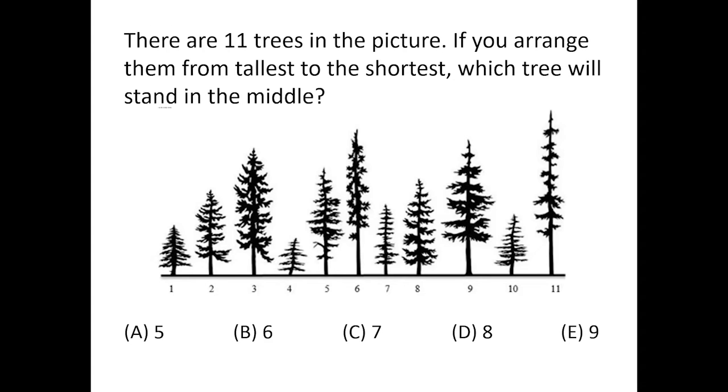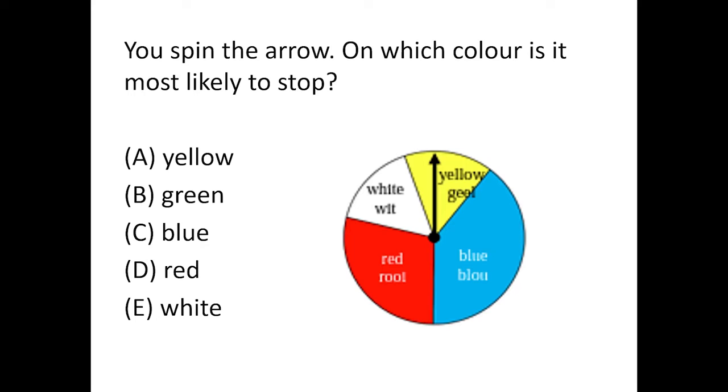Another question from the grade 5 paper. You spin the arrow. On which color is it most likely to stop? This is a question that introduces probability to learners. Note how green is included as one of the distractors. This can be used to discuss zero probability. And the color with the highest probability, yes, that would be blue.